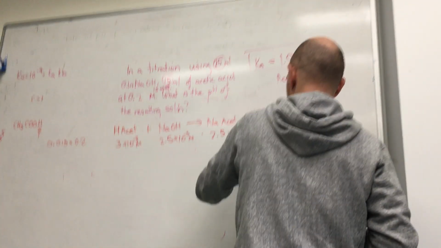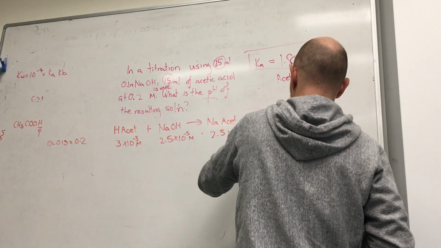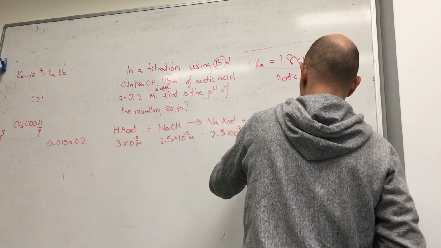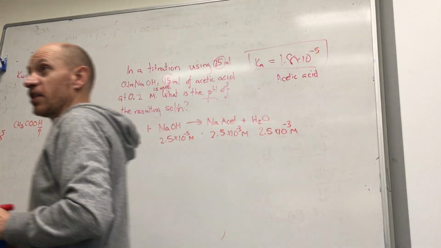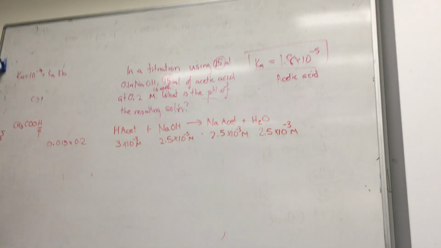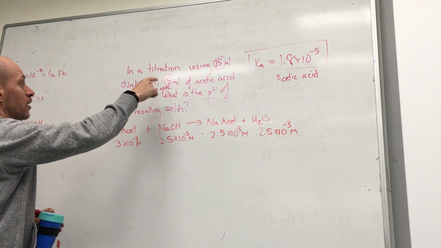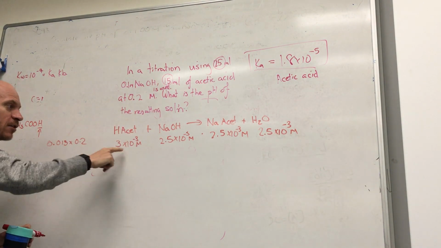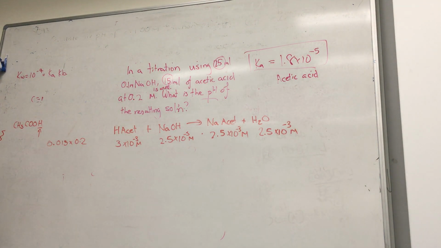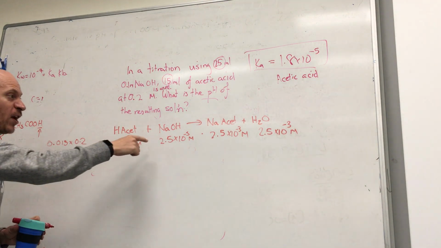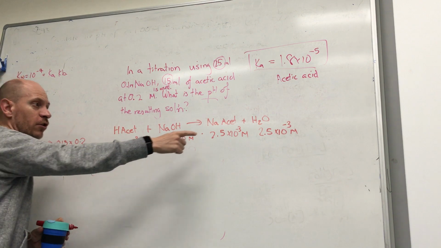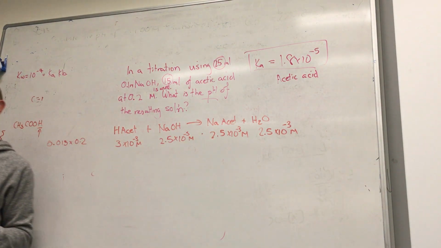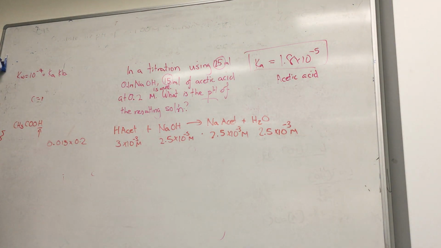How'd you get the molarity of the NaAcet? How did I get the number of moles of acetic acid? So, I multiplied 0.015 by 0.2 to give me 3 times 10 to the minus 3. Like the NaAcet, because you know that for every mole of this you create, you're going to create 1 mole of that. Okay, it's a 1-to-1 molar ratio.